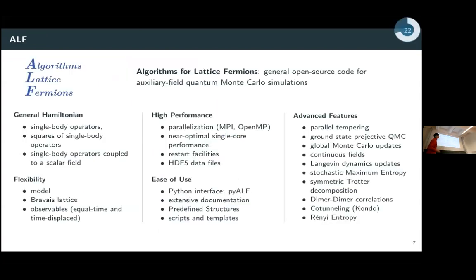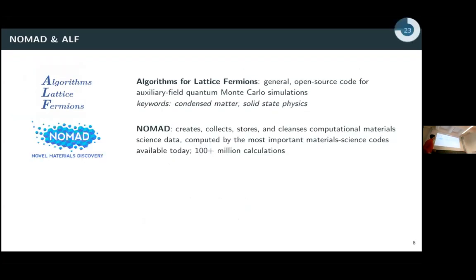ALF, I don't need to go into detail. I guess all of you know it's our quantum Monte Carlo package. It can simulate general Hamiltonians with a lot of flexibility and high performance. It's not that difficult to use once you get used to it, and it offers lots of advanced features. So both together, you see, ALF is about those simulations that have an important point of application, solid state physics. So that's the point of contact.